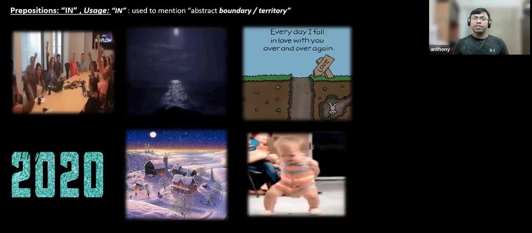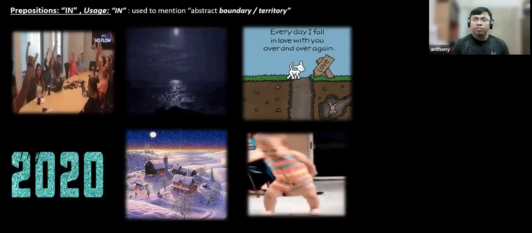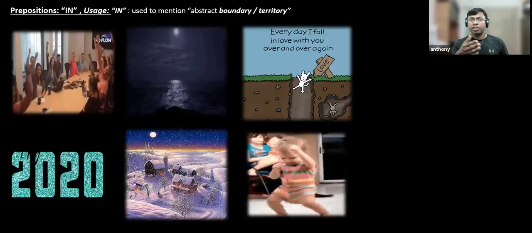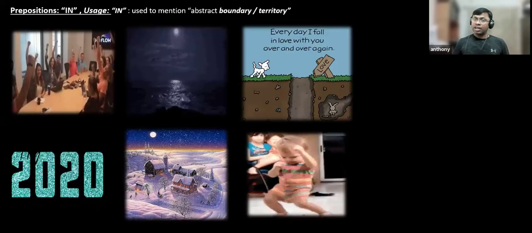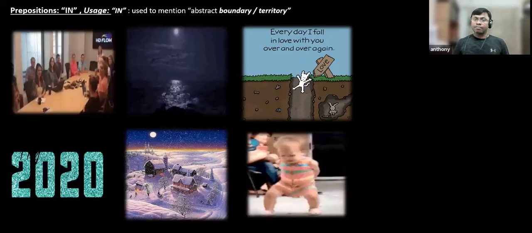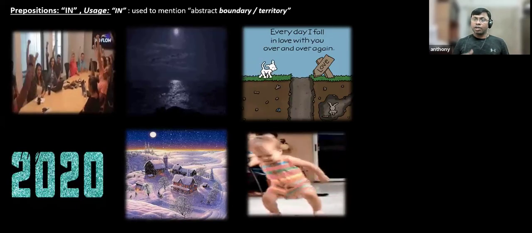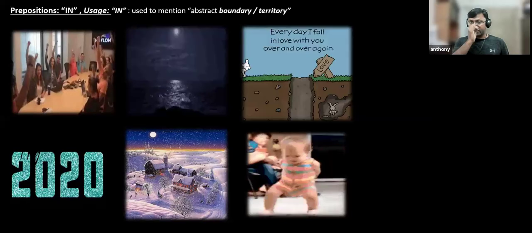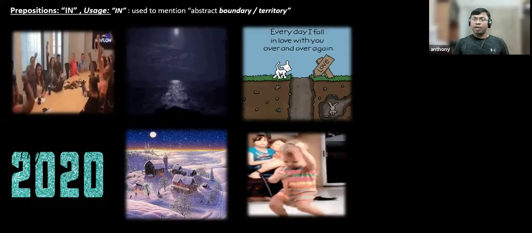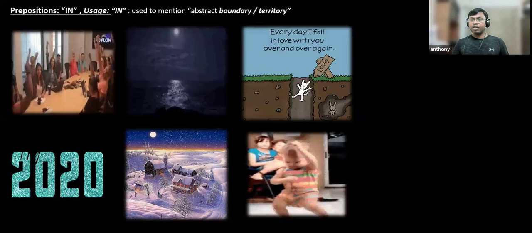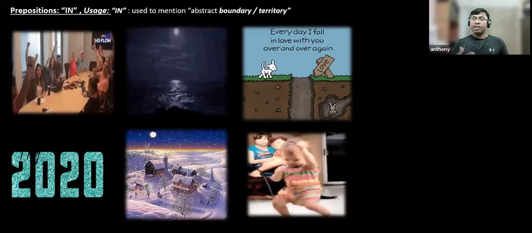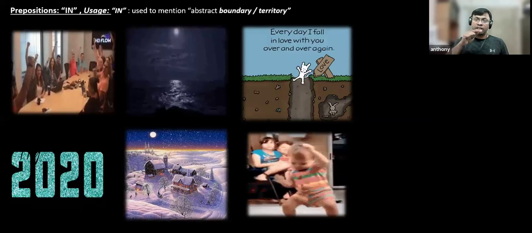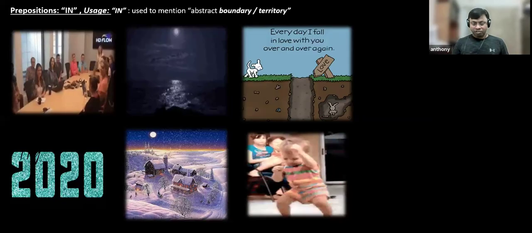Now, in is used for things which we cannot see: in the meeting, in the night, in the daytime, in the lunch, in the summer, in the winter, in the rainy season, in the year 2020. Fine. In the mood: I'm in a happy mood, she is in a sad mood. I'm in love. I'm in a relationship.